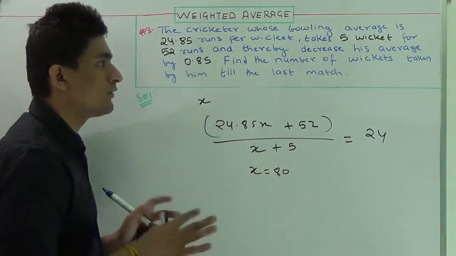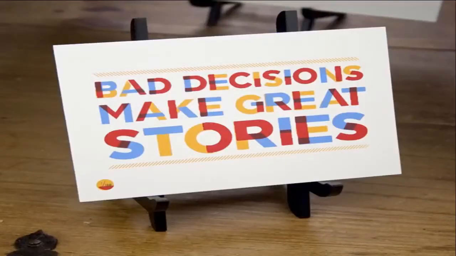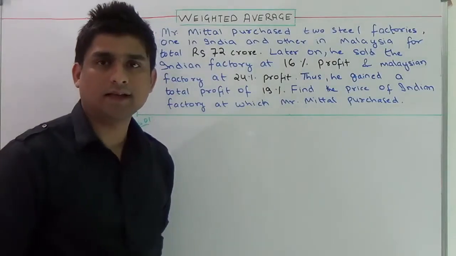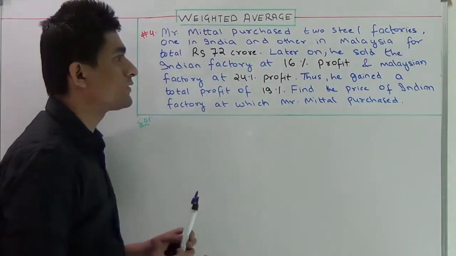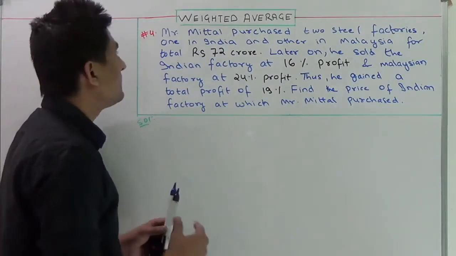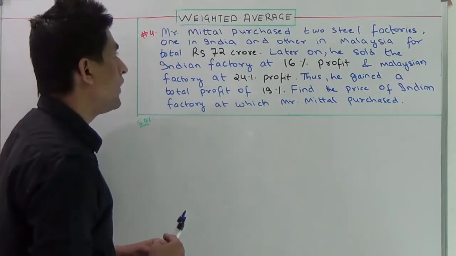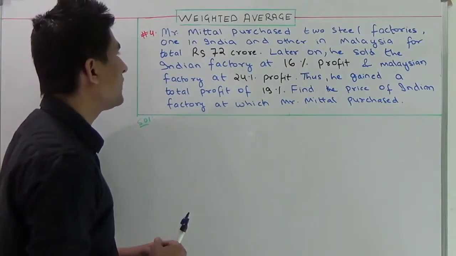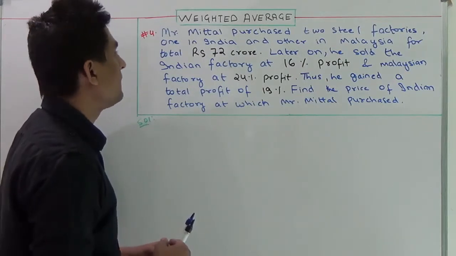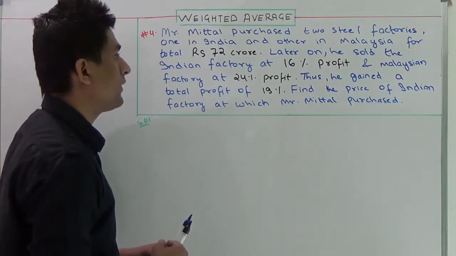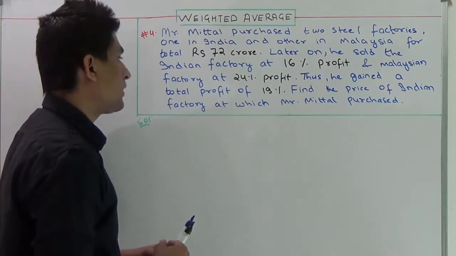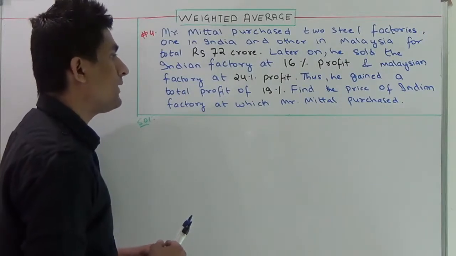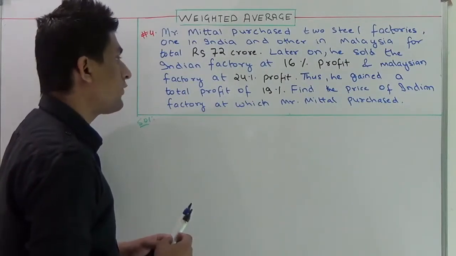Now moving to the last question of this topic. Let's discuss the last question of this video, and it is an important question because it is different from all the other questions which we have discussed here. Mr. Mittal purchased 2 steel factories, one in India and another in Malaysia, for total rupees 72 crore. Later on, he sold the Indian factory at 16% profit and Malaysian factory at 24% profit. Thus he gained total profit of 19%. Find the price of Indian factory at which Mr.